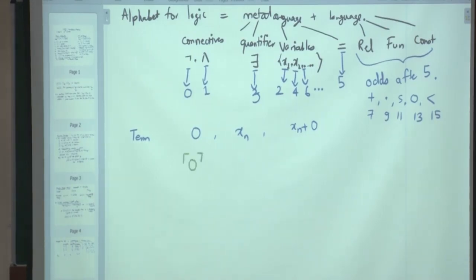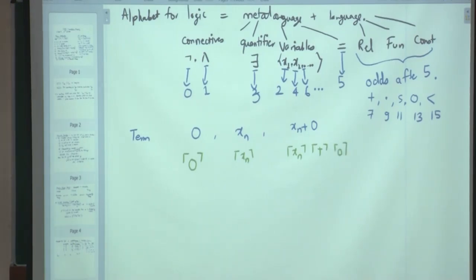This is the Gödel number of 0. This hat notation denotes the Gödel number. What is the Gödel number of 0 in this case? 13. Okay, good. So what is the Gödel number of xn? What is the Gödel number of xn plus 0? Sorry, I'm making a mistake here. I should say Gödel number of xn, Gödel number of plus and Gödel number of 0.